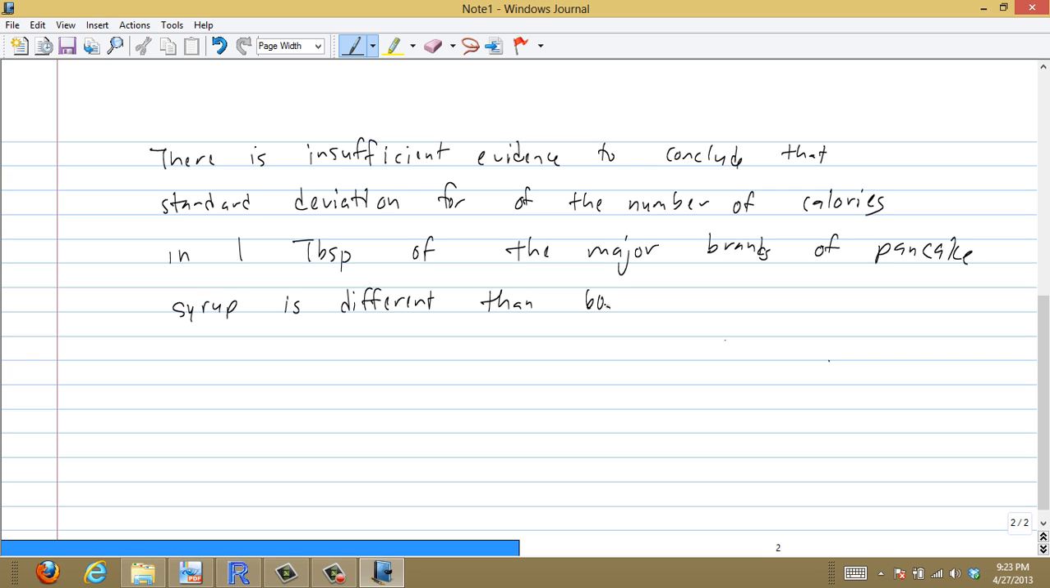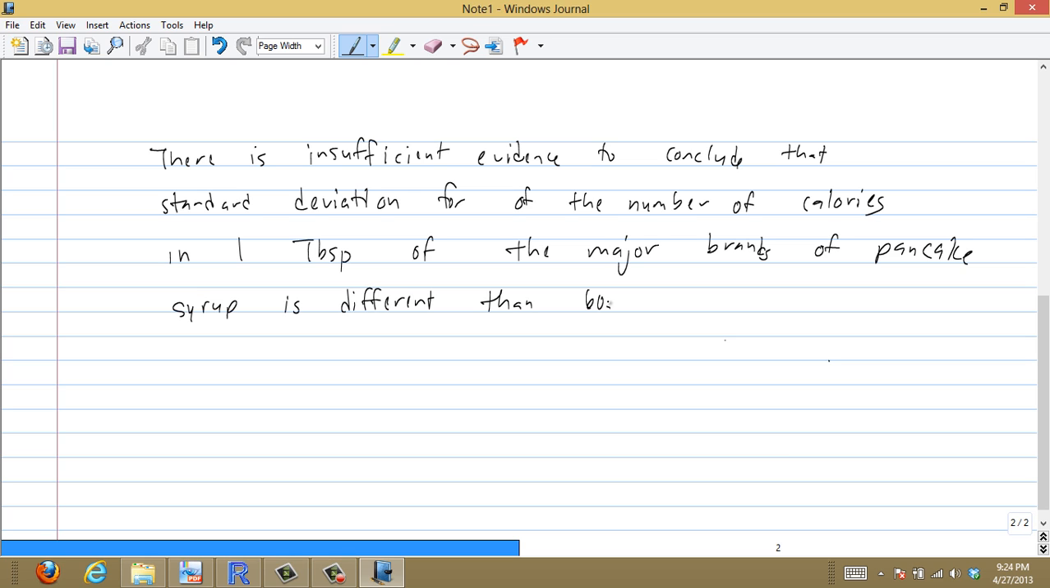So all that's really saying is that there's insufficient evidence to reject the null hypothesis. There's insufficient evidence to conclude the alternative hypothesis. So we've stated it in terms of the alternative hypothesis: we cannot conclude that the standard deviation of our population is different than 60.